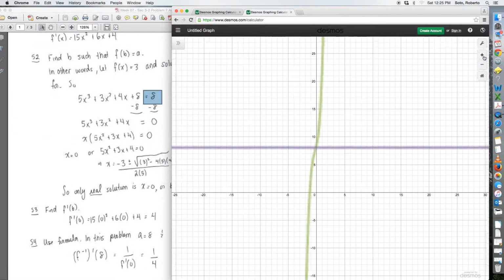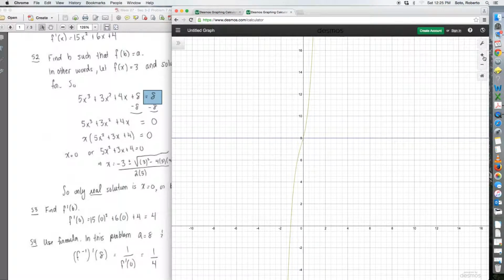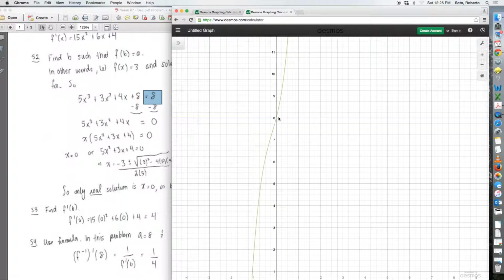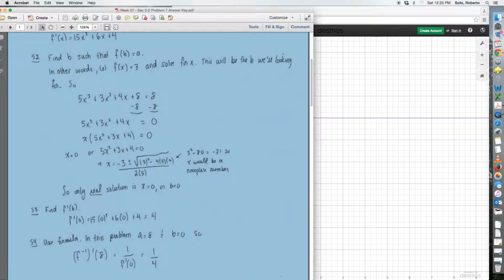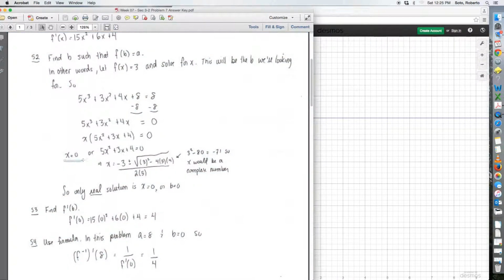And the one point they cross, which makes sense, is f is supposed to be 1 to 1. The only point they cross is at 0. And that's why we only found one solution, because f was a 1 to 1 function and it could only cross once. So this is the reason we only found one.